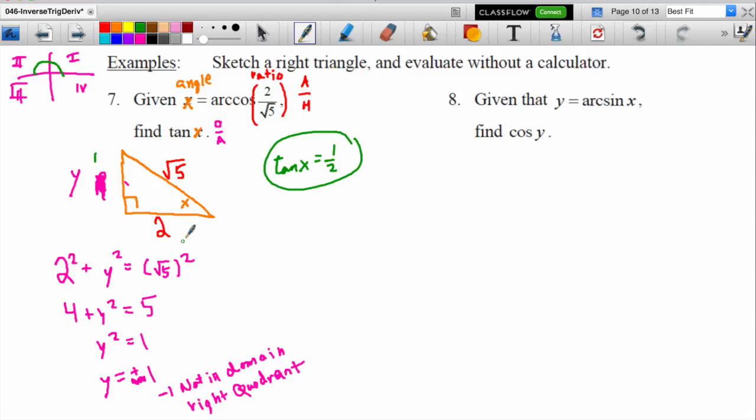It's wrong to sit here and find an angle. I don't know what angle this is. This is without a calculator. You have even less help on 8, which we'll do in the next video. Let's try to give you some problems.